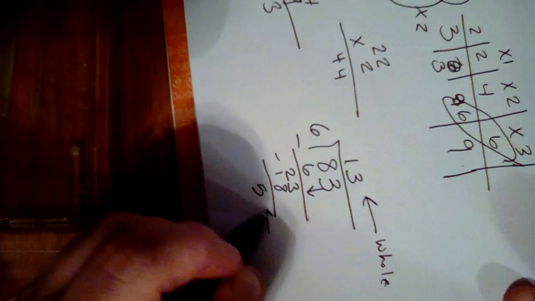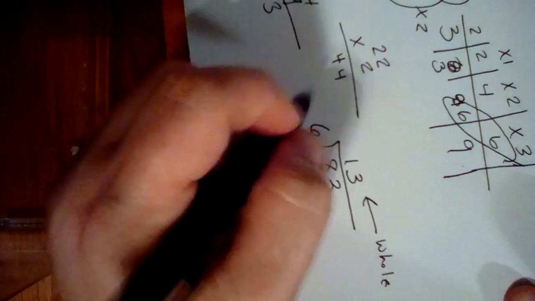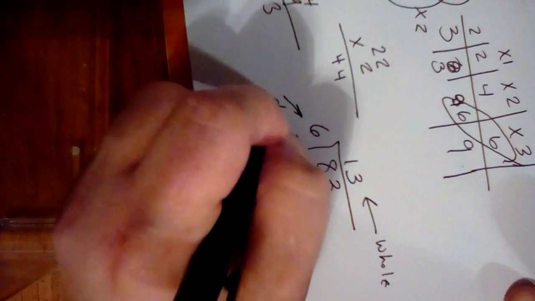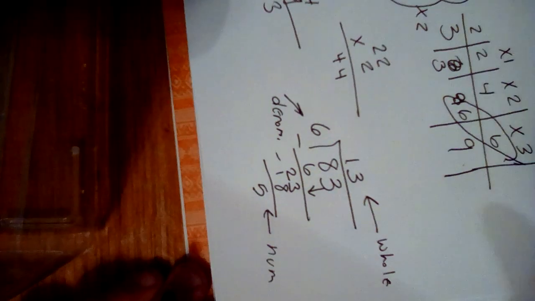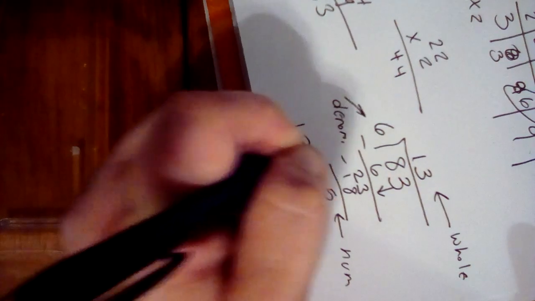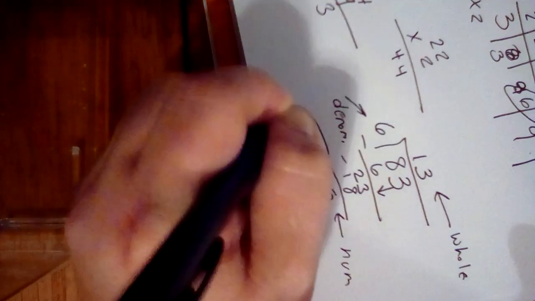The 5 becomes the numerator. And the 6 stays the denominator. So my final answer is 13 and 5/6.